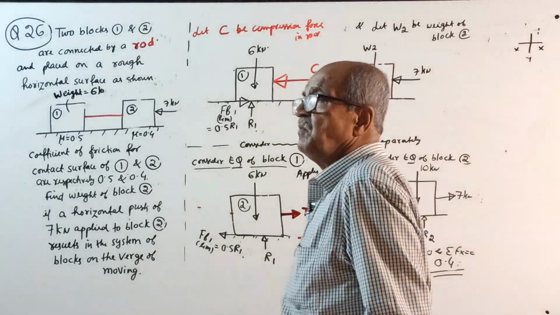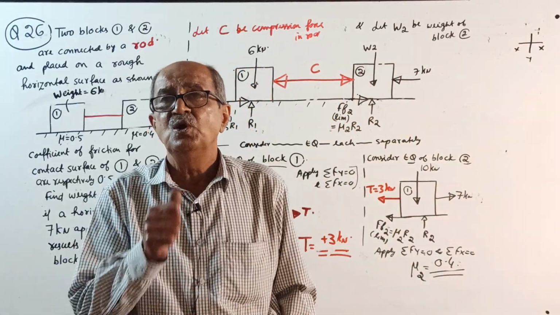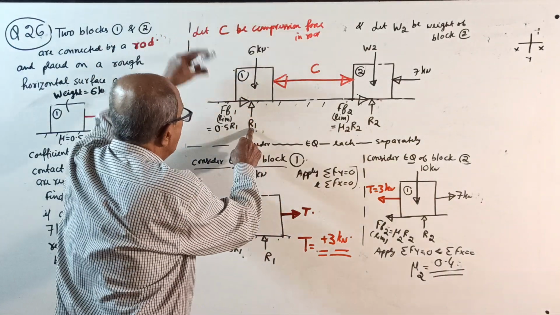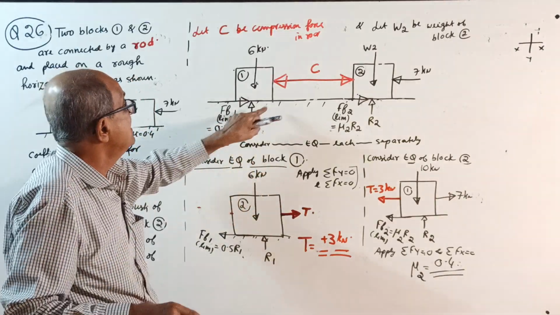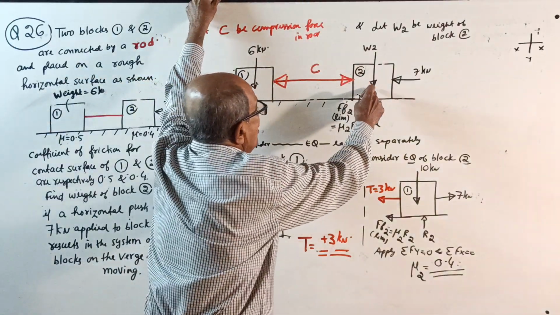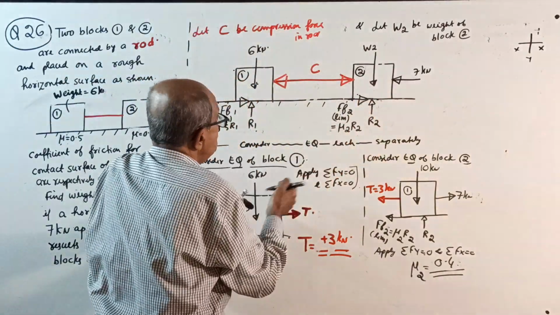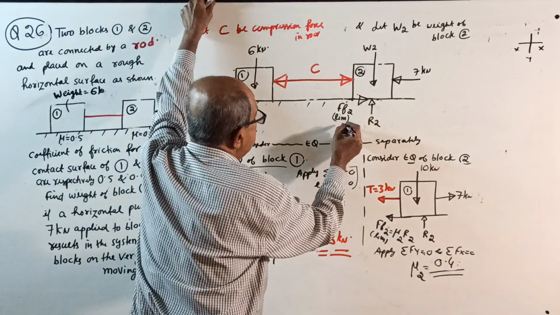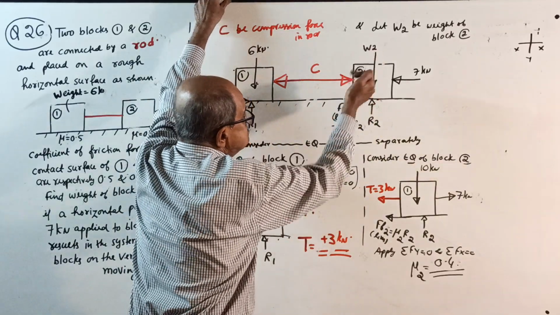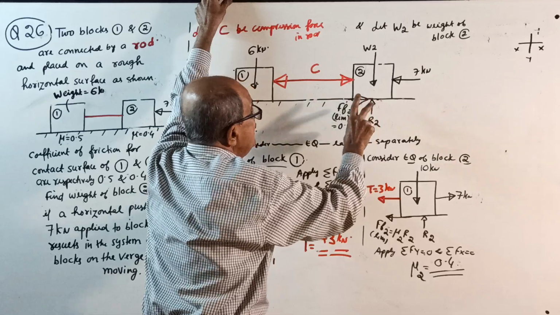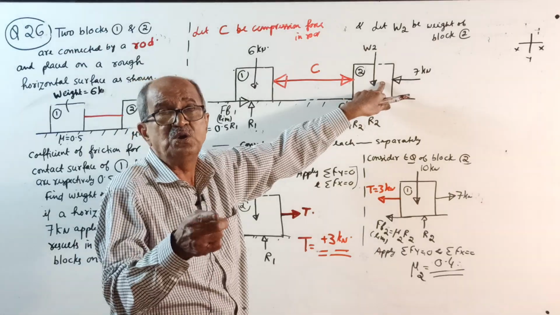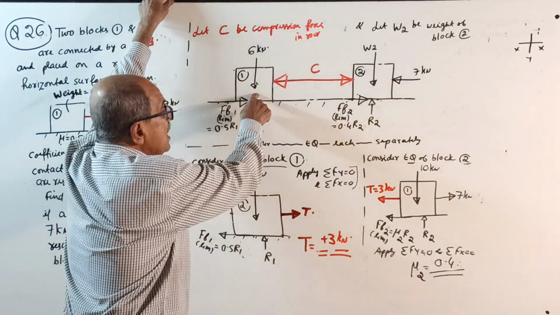Considering equilibrium of each block separately, the question comes, which block first? Start. This block has unknowns R1 and C, 2 unknowns for block 1. And for this block, R2, it is not mu R2. How much mu did I tell? I told mu 0.4, equal to 0.4 R2. Then R2, compression C and weight W2. This time 3 unknowns are for block 2, but only 2 unknowns for block 1.